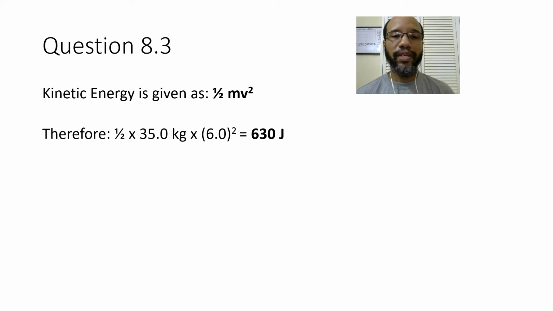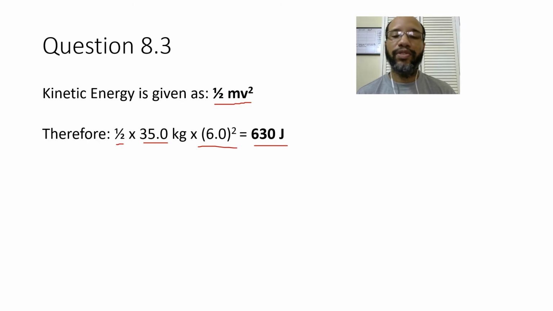So question 8.3 is about this girl. She has a mass of 35.0 kilograms. She's cycling on a flat, horizontal surface, and she's moving with a speed of 6.0 meters per second. They want you to find her kinetic energy. All right, there you go. Kinetic energy, we know, is equal to half mass times the velocity squared. So simply half multiplied by her mass of 35.0 kilograms multiplied by 6.0 all squared. So that will give you a final answer of 630 joules.